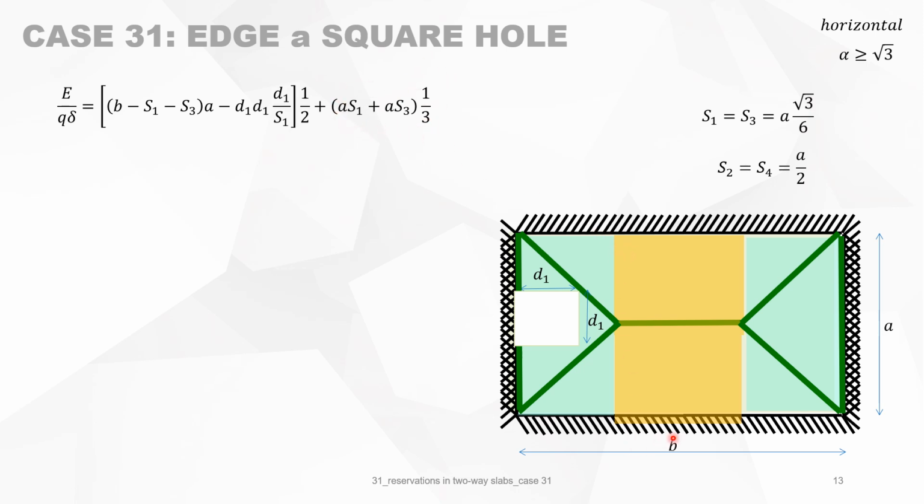And then the rectangular sections, we got B minus S1 minus S3 times A, but the reservation we must subtract from it, and this is D1 times D1, and the mean deflection, or let's put it, the maximum deflection there, is not delta, but D1 over S1 times delta. So this is S1, and this is D1. And the mean deflection of this system is delta over 2.